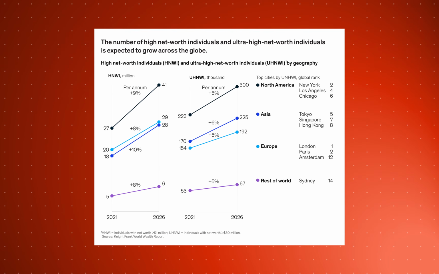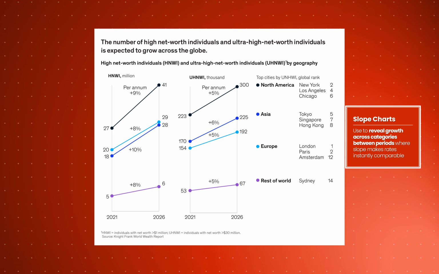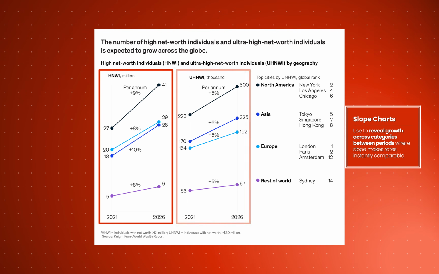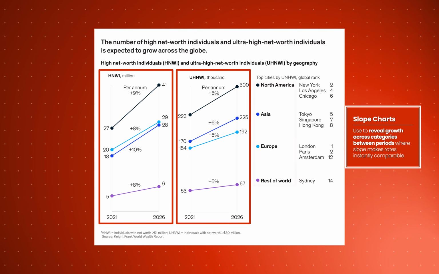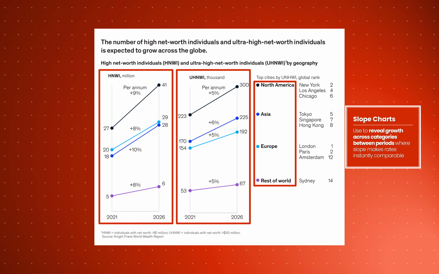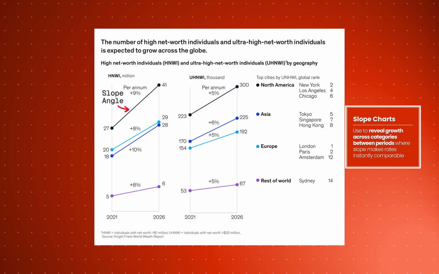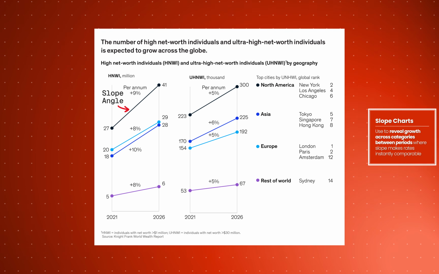While the connecting lines in this slope chart show growth trajectories for two wealth segments, high net worth individuals and ultra high net worth individuals, across multiple geographies between 2021 and 2026, the slope angle reveals growth rates, making it instantly clear which regions and segments are growing fastest.